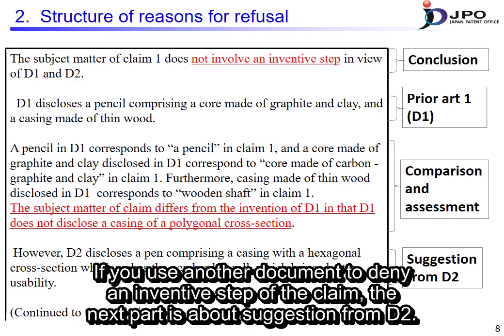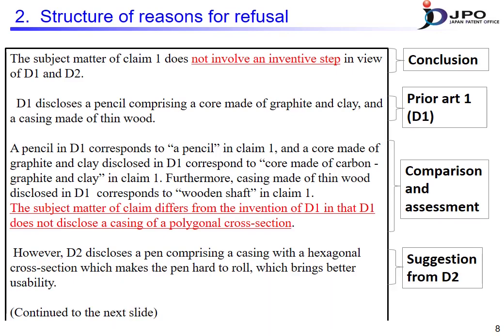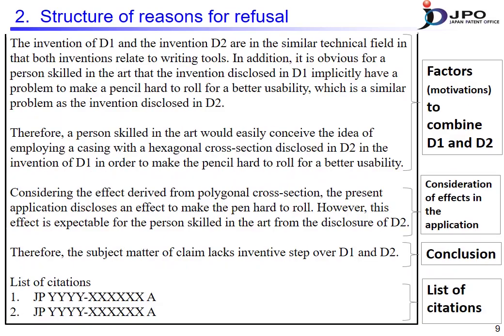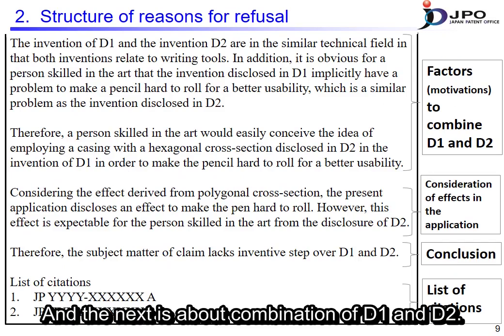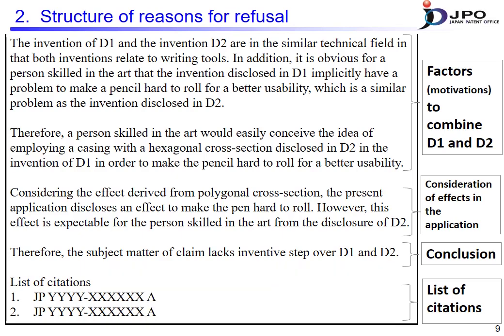If you use another document to deny an inventive step of the claim, the next part is about suggestion from D2. Here, you state what is disclosed in the secondary prior art, or D2. And the next is about combination of D1 and D2. In this part, the examiner explains why the person skilled in the art can easily combine D1 and D2.